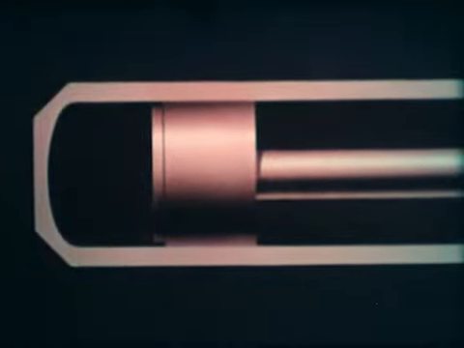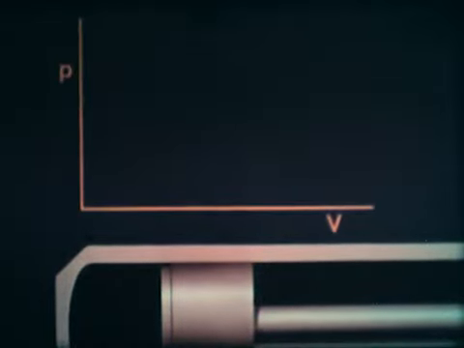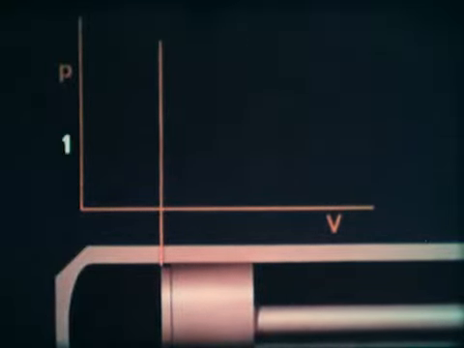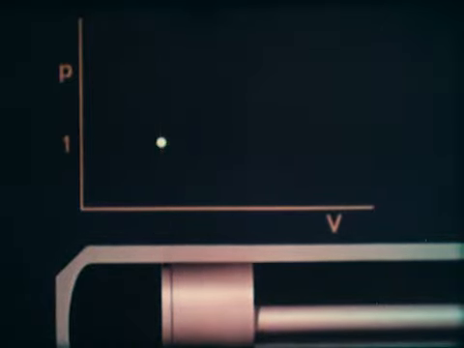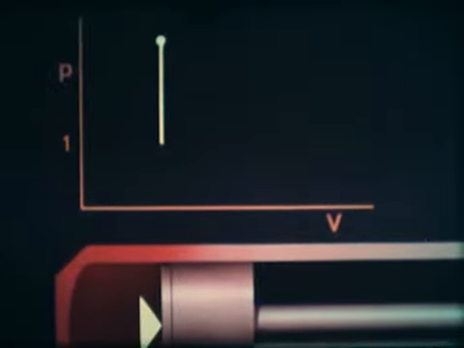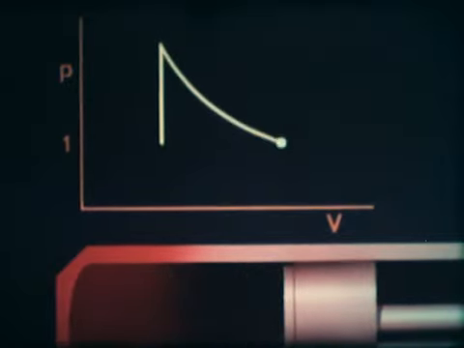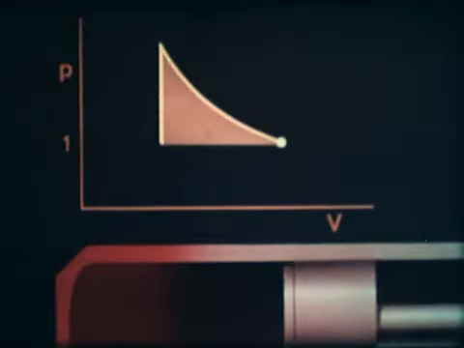Let us relate this cycle to a PV diagram. We start with this given volume and a pressure of 1 atmosphere. When heat is supplied to the cylinder, the pressure rises. This distance is proportional to the force acting on the piston. When the gas expands, its pressure drops. The force becomes smaller. This area is proportional to the energy delivered by the gas.